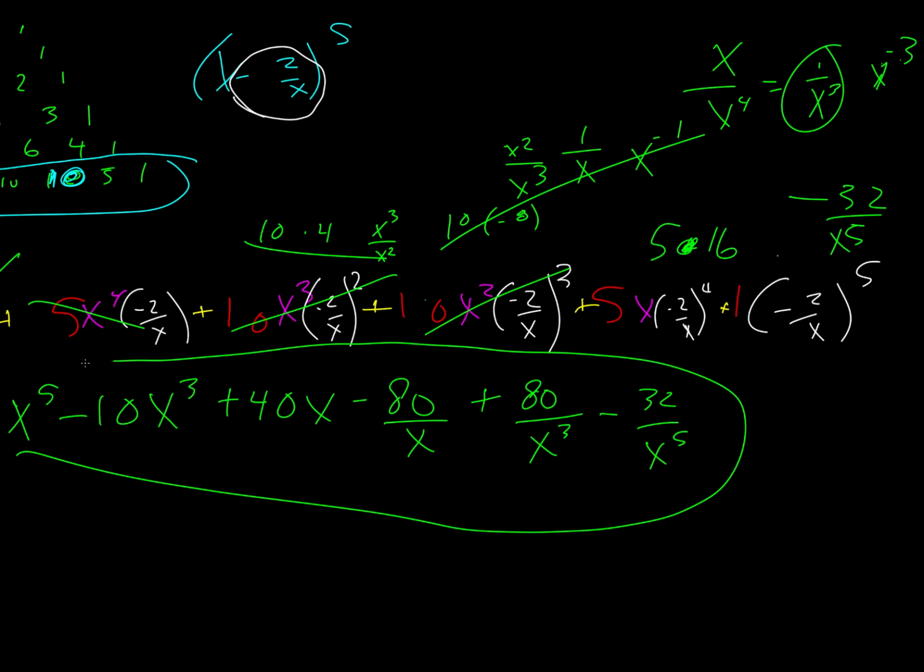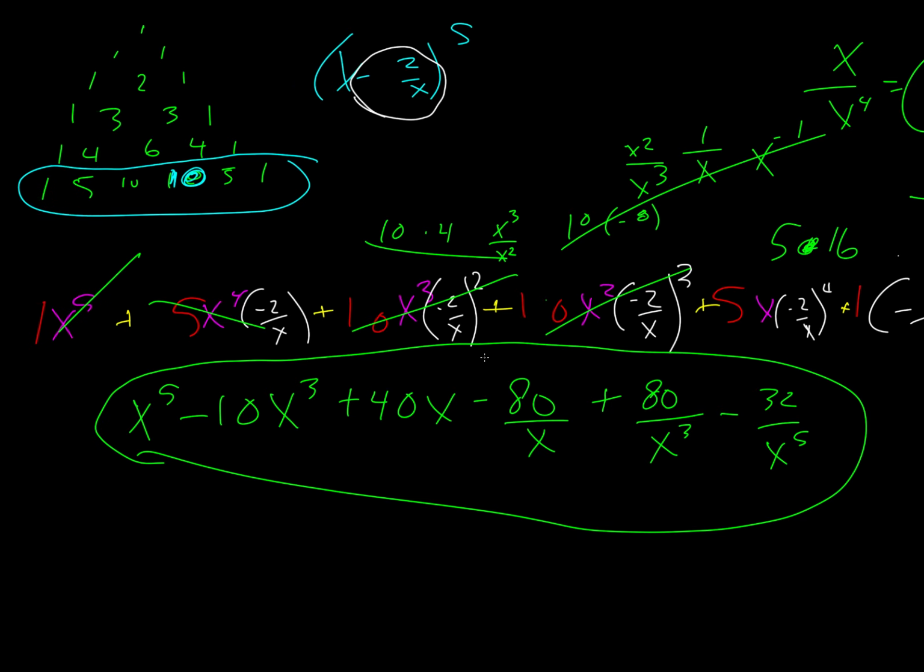Alright, so that was a little bit harder, but we still just use Pascal's triangle. Remember, this tells us which row to look at. We write it spaced out, do x to the 5th, 4th, 3rd, 2, 1, and then we do the same thing with this going the opposite direction, and then we simplify, and that's what we end up with.